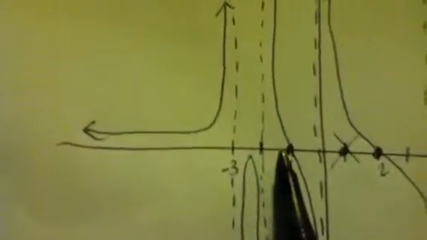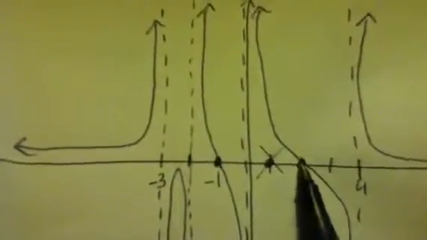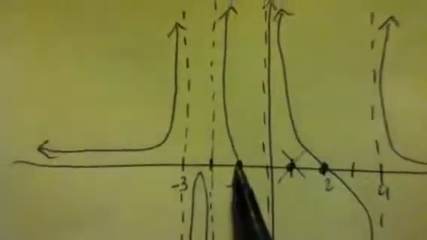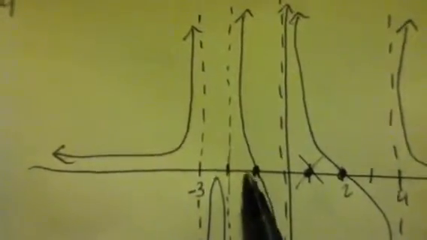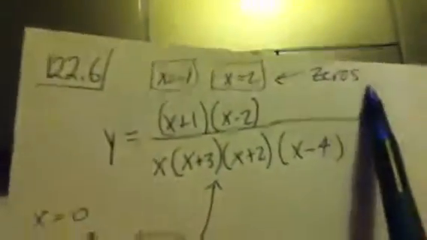So on my graph, I kind of messed up. There's my 0 at -1. That was a mistake. And there's my 0 at 2. I always just make a dot on the x-axis where my zeros are. And then those are zeros.